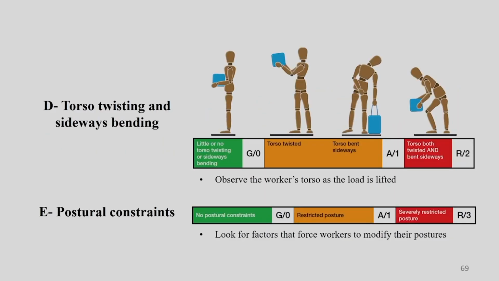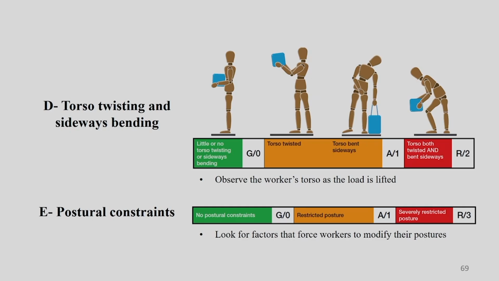Now the next two factors are torso twisting and sideways bending. Green is little or no torso twisting or sideways bending, so not much, a little bit. And for this little bit, there is no definition in degrees, so based on your experience you have to take action. G, that is the green zone, and the value is 0. Torso is twisted and torso is bent sideways: for both cases it is amber and the number is 1.